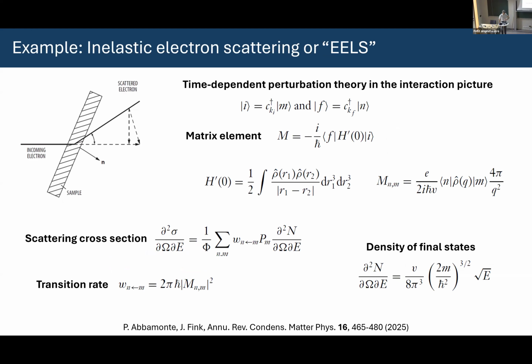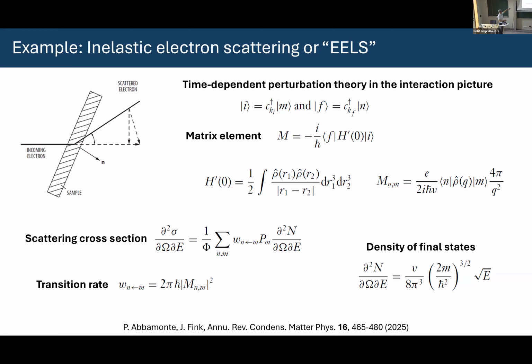I'm not having problems going too fast. So I'm just going to talk about the probes that I discussed. We're going to start with EELS. This is electron energy loss spectroscopy. It's basically inelastic electron scattering. It's called EELS for historical reasons. I don't know where the name came from.